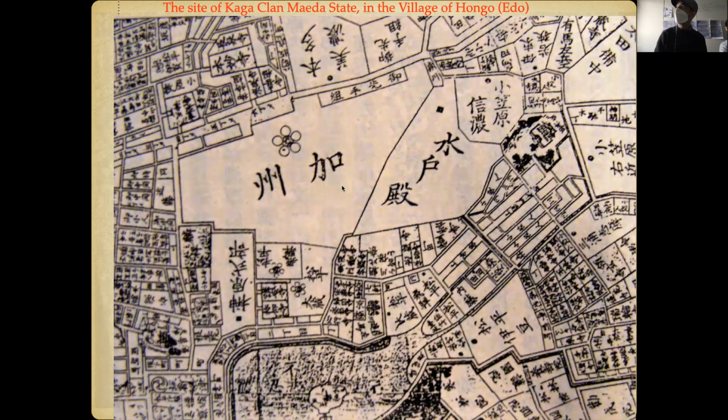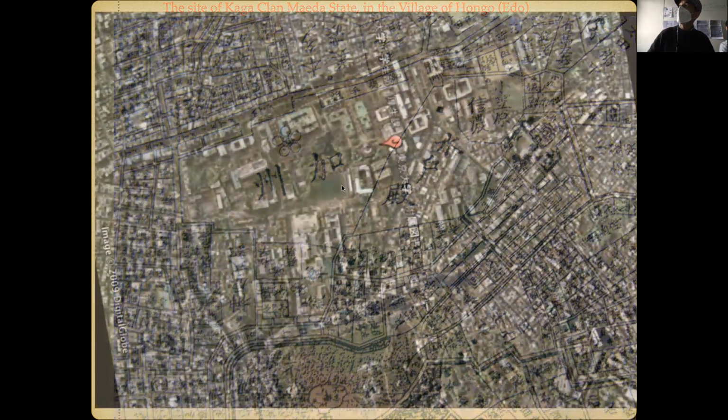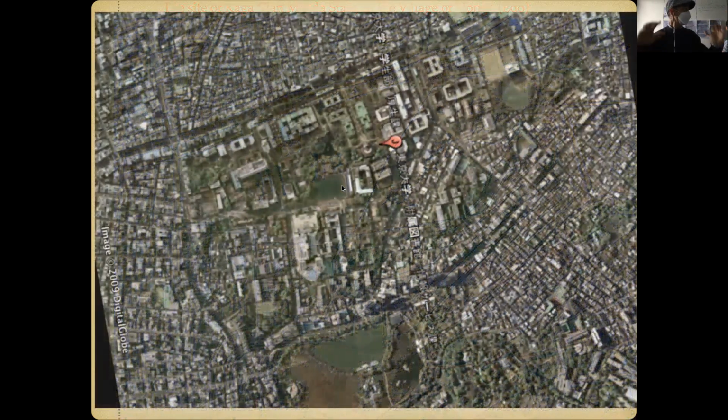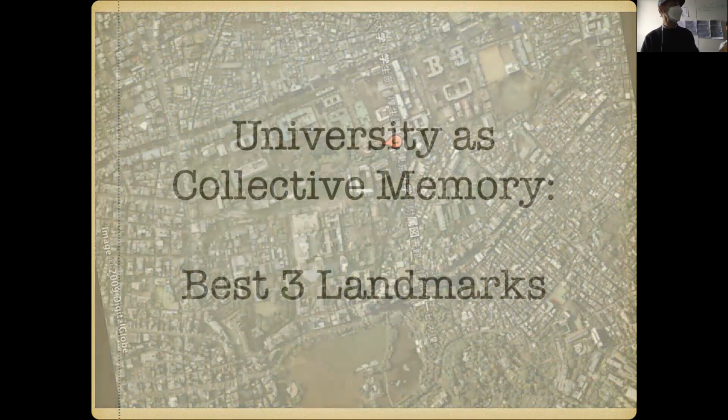If we look at a modern map, curiously, the landscape is almost untouched, which is quite remarkable. This is what some of my colleagues insist has been the urban fabric, right?